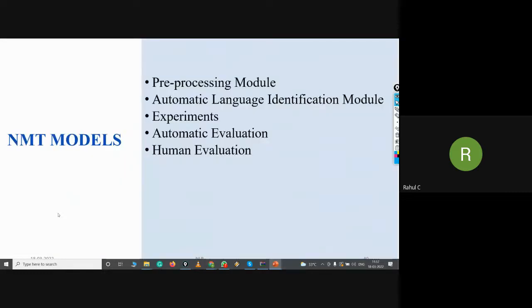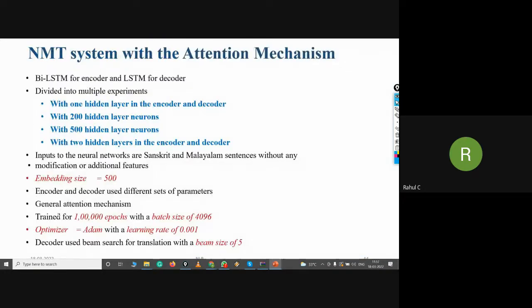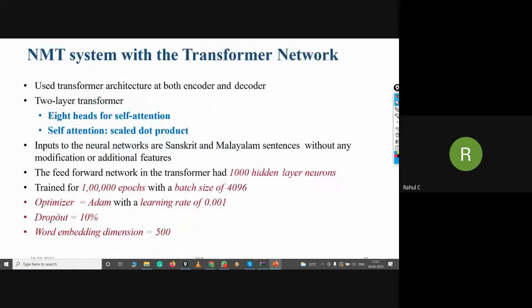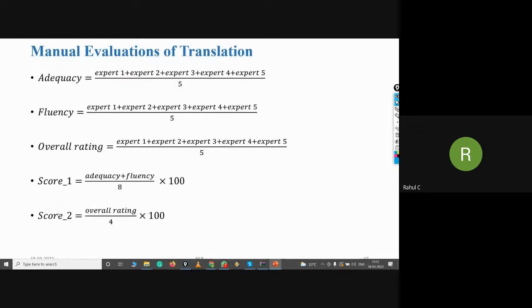So after that, you can go for the NMT model. That is already discussed. First pre-processing, then different architectures, NMT with the transformer network. We already discussed everything. Then you can go for the translation efficiency. So manual evaluations are there.